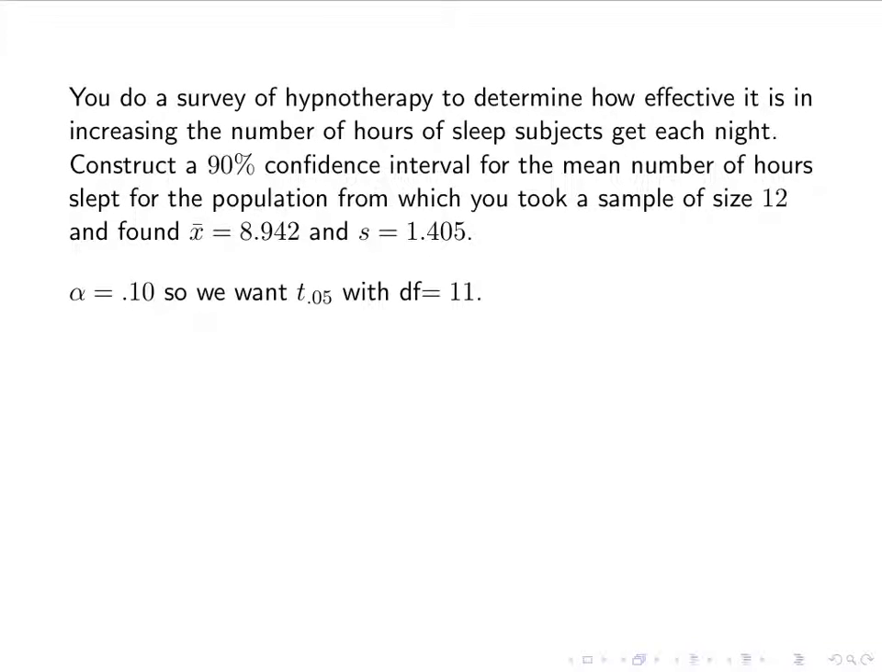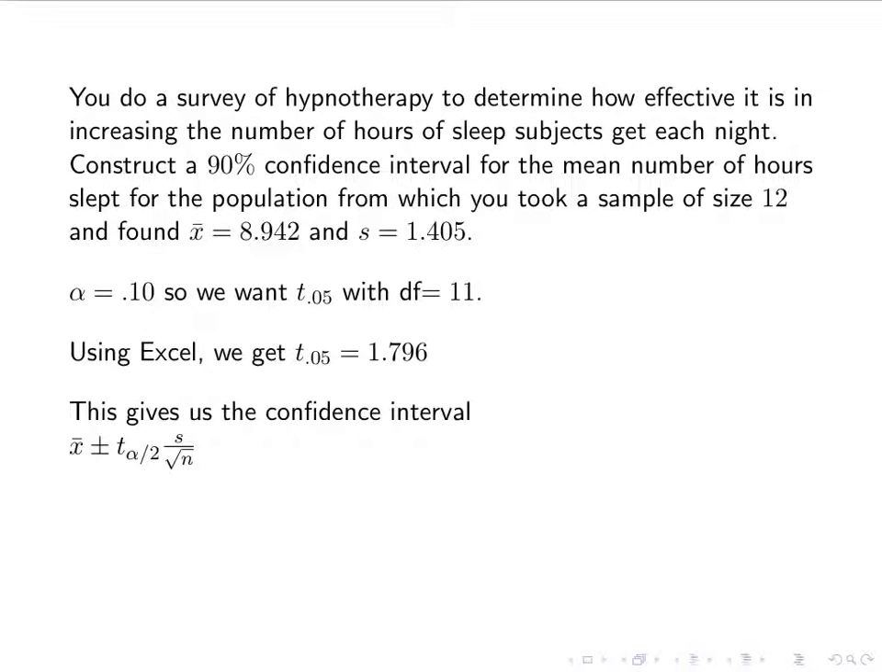So we have a 90% confidence interval. That means alpha is 0.10. So we want t sub 0.05, half of that. And the degrees of freedom is 11 because n was 12. Using Excel, we're going to find that t sub 0.05 with the degrees of freedom being 11 is 1.796.